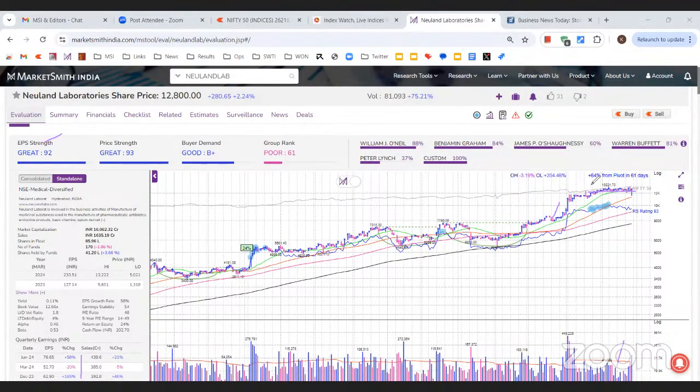From the breakout, it moved more than 60% in the last 60 trading sessions. Considering the time, it's a very good gain for any investor. The ratings still remain intact. EPS is at 92, price strength is at 93, and buyer demand is also very good at B+. Fresh entry is not advised at this moment because there is no base formation here, and it is extended from the moving averages and the base pivot as well.